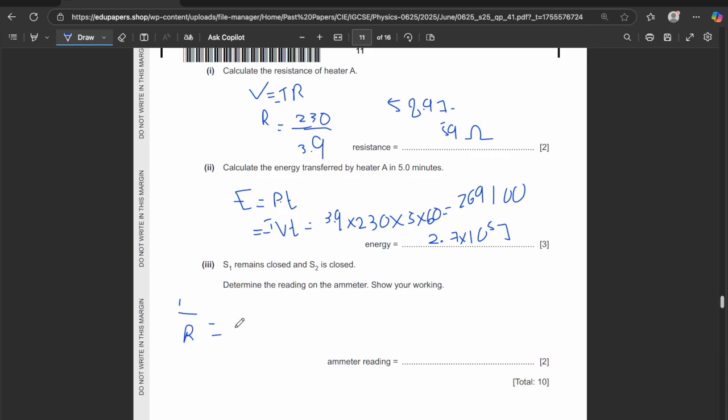circuit. So 1 by R is equal to 1 by 59 plus 1 by 59, and R is going to be 59 divided by 2, about 29.5. So 230 divided by 29.5 is equal to about 7.7966, which is about 7.8 amperes.